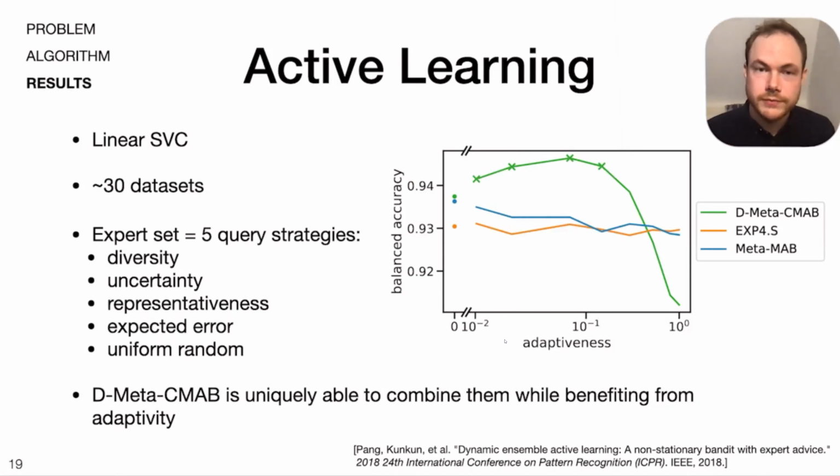So we plot here the performance as a function of adaptiveness, which is a parameter that controls how rapidly these algorithms adapt. If you remember from our weighted linear regression, this was this gamma parameter that discounted all their experiences. So in the end, we find that our algorithm outperforms previous algorithms for varying levels of adaptiveness. What this means concretely is that by controlling the querying strategy through D-META-CMAB, we are able to select data points which in the end result in improved accuracy.